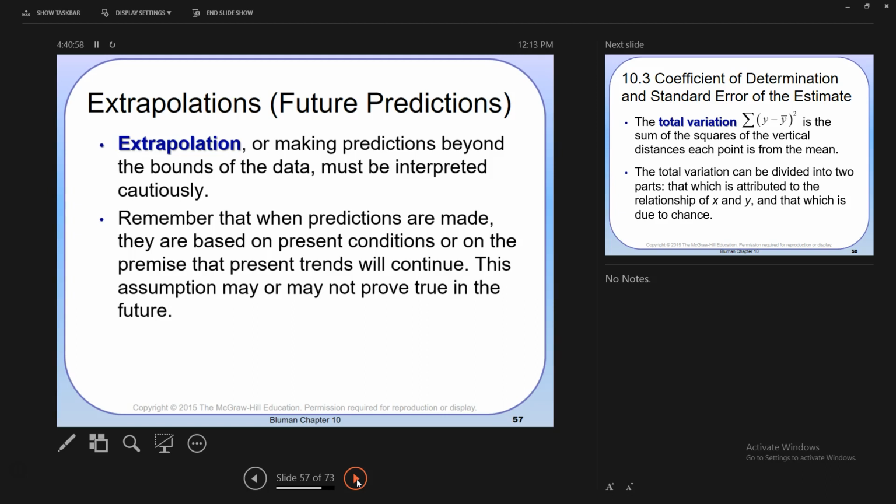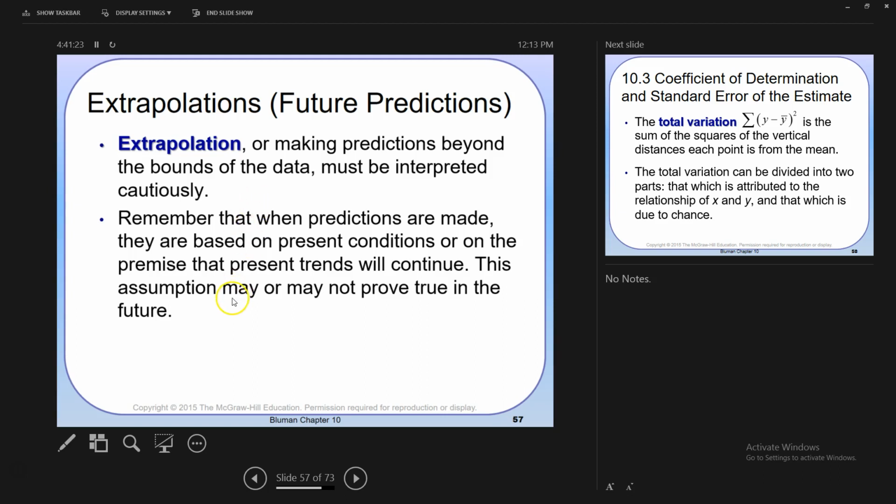Again, remember that when predictions are made, they're based on the present conditions or the premise that the present trends will continue. But that assumption, as it says here in the slide, may or may not prove to be true in the future. Also, it may or may not prove to be true in the past. That's why we don't want to go, in this case, beyond the 63 or below the 8, because those are future and past predictions.